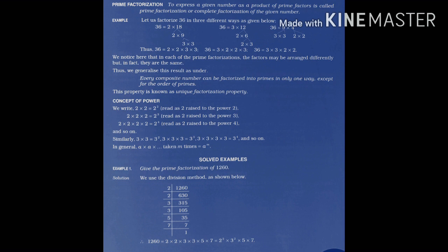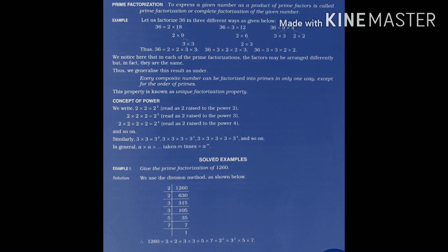Now let's do an example. Let's solve 1260. So we will be using the division method. 1260 is an even number, so first we will be using the smallest prime number, which is 2. 2 630s are 1260. Again 2 315s. 315 is divisible by 3. So 3 105s are 315, and 5 7s are 35. 7 is a prime number. So 1260 can be written as 2 into 2 into 3 into 3 into 5 into 7.